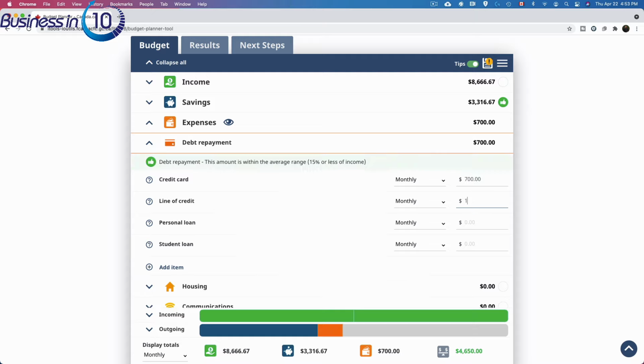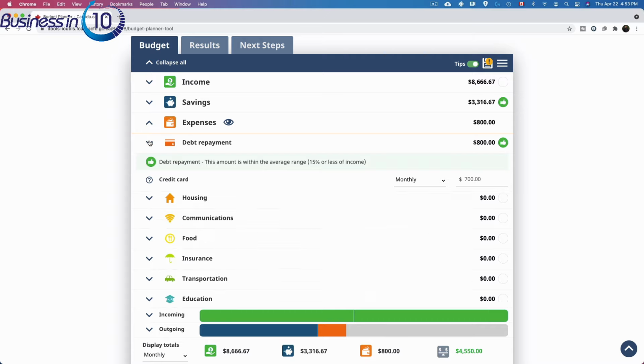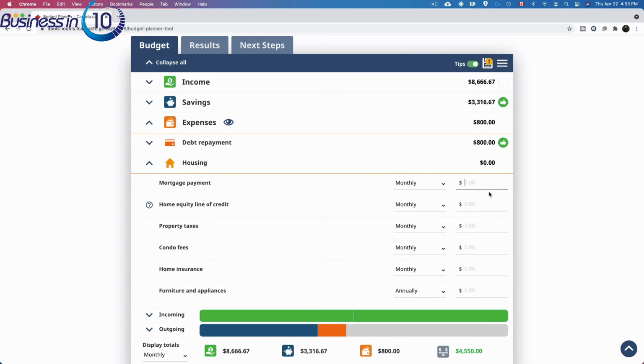On line of credit, I'm gonna put $100. Personal loan, if you have a personal loan, you put it there. If you have student loan, you put it there. Okay, and if you have other than those items, you add an item and you put it there. Cool? All right. Housing, mortgage payment. Like I said in the beginning when I was setting the budget up, I said I had a house, and let's say I have a mortgage.